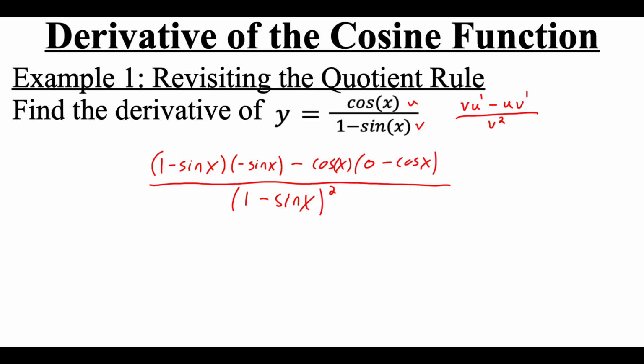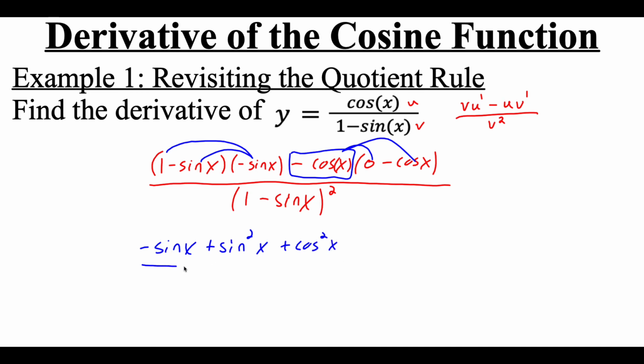Now there is some simplifying that needs to happen in here. First thing I'm going to do is distribute this negative sine of x into this first set of parentheses. So I get negative sine of x plus sine squared of x. Now on the back end, I've got this negative cosine of x to distribute in. Well, negative cosine of x times 0 is just 0, so I'm not even going to put that in there. But then if I take negative cosine of x times negative cosine of x, that turns into positive cosine squared of x. And this is all over 1 minus the sine of x squared.